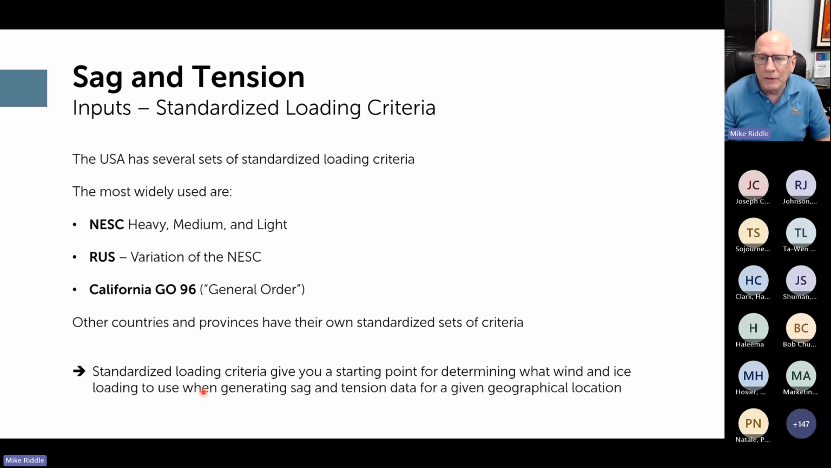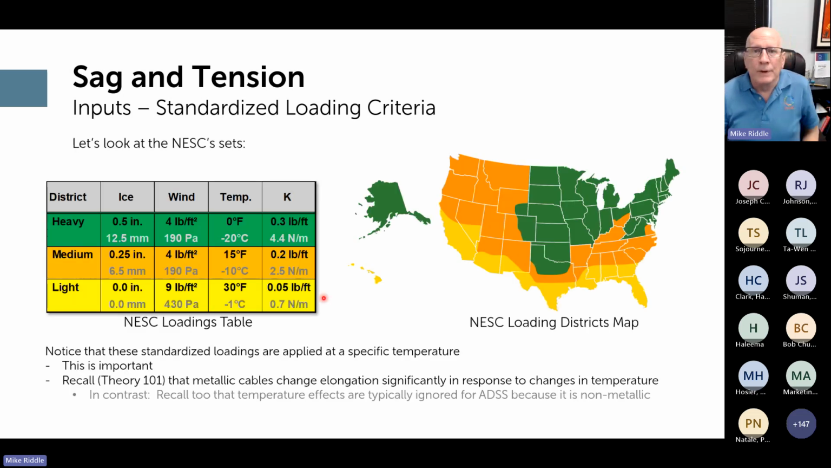A standardized loading criteria gives you a starting point for determining what wind and ice loading to use when you're generating your data for a specific geographical location. So here in the United States, as an example, the NESC sets heavy, medium, and light. You can see how they are on the map. And you can go on the internet to refine this. So you can put in your city and find out which specific loading district you're in.